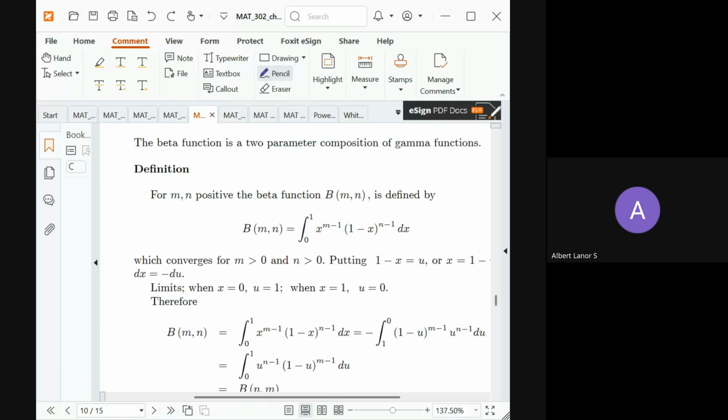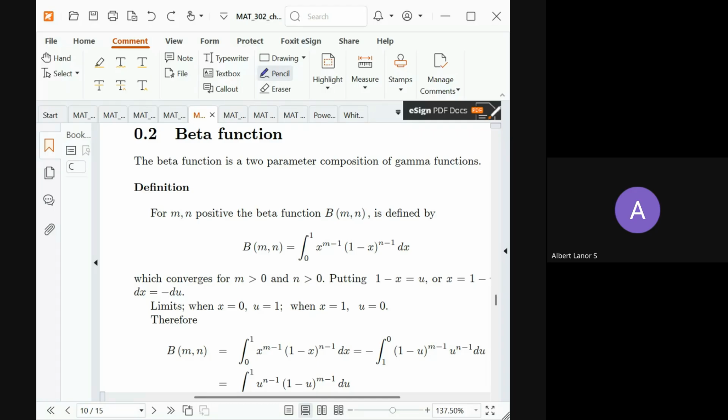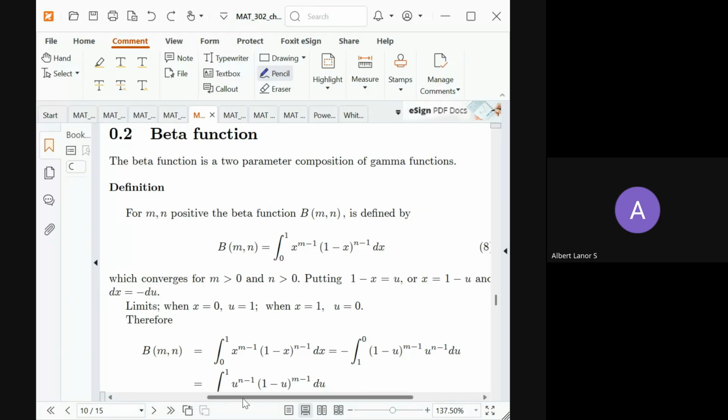Now, quite close to that is what we call the beta function. Now, the beta function is coming from the gamma function. But the beta function has 2 parameters. So the beta function is a 2-parameter composition of gamma functions. So the gamma function is just gamma of a certain value x. But the beta function has 2 values in it, the m and the n.